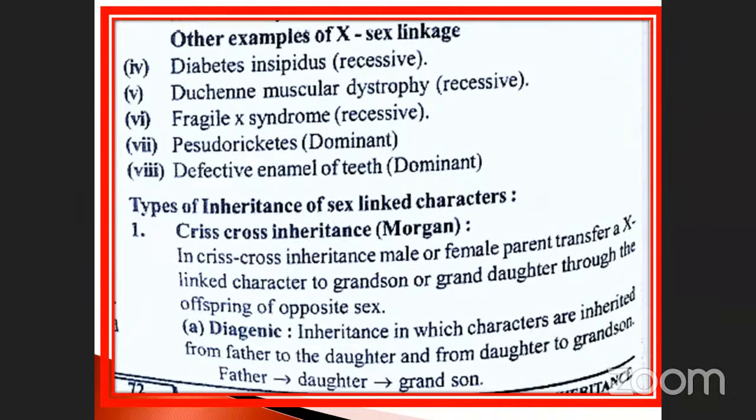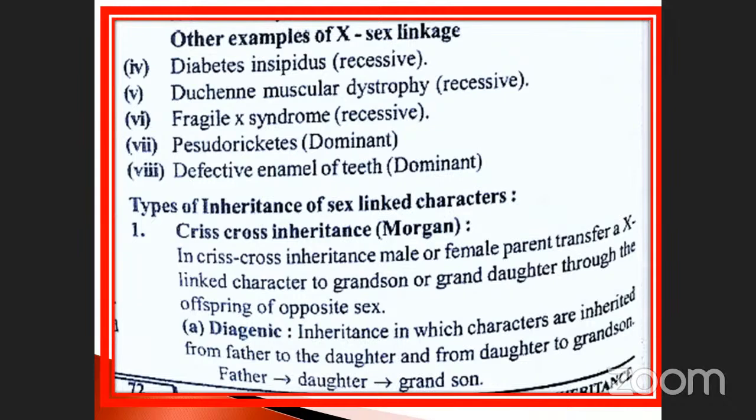Take an example. Your grandfather is there. Your grandmother is also there. Okay. Your father or mother is the, what is that? Offspring. You are the, what is that? You are the criss-cross inheritance. Just imagine. Okay. You are the grandson or granddaughter. You are the, what is that? Criss-cross inheritance. This was done by the scientist Morgan.